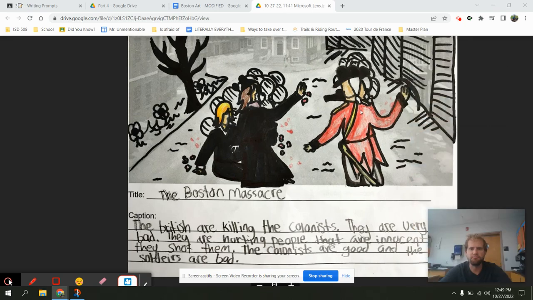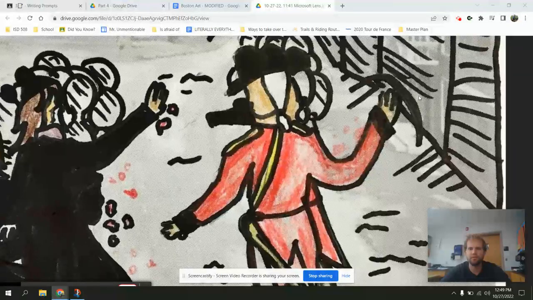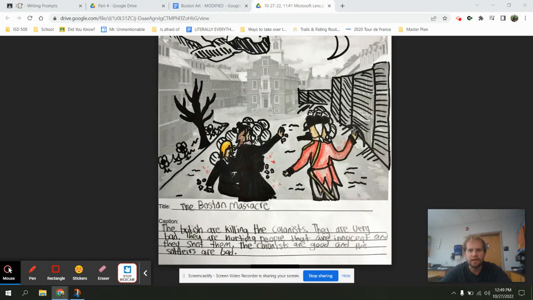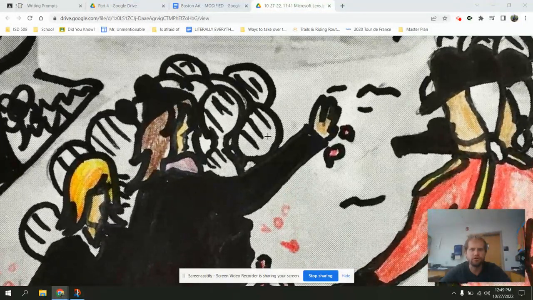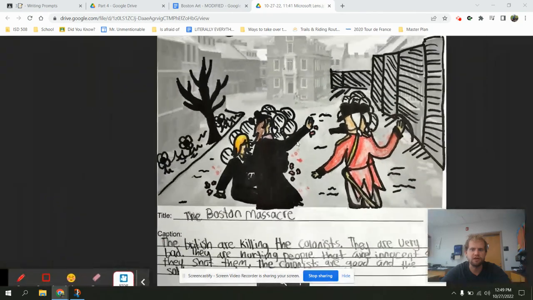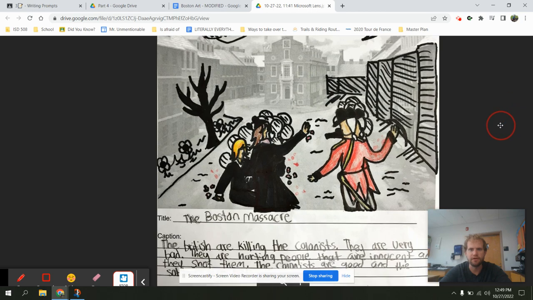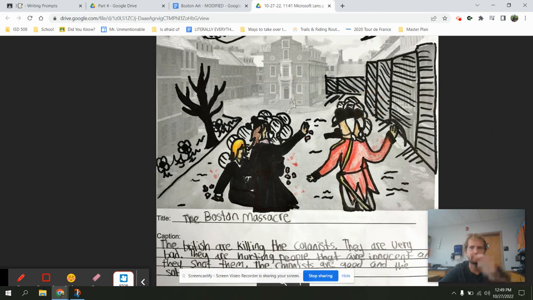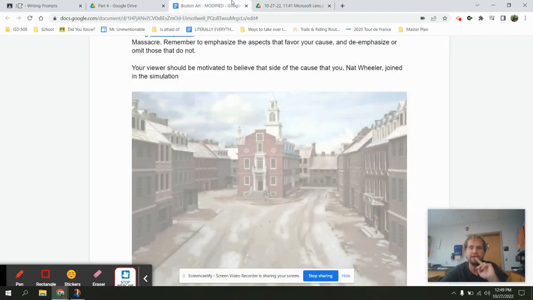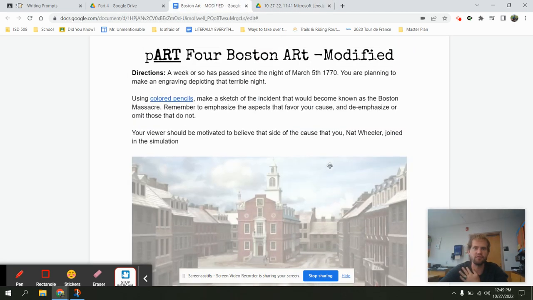So I see that our British are holding a weapon here. We can see that they're kind of swinging a hand, and we've got a colonist who's putting up their hand in defense. They're not throwing anything. We've got some sort of blood coming out, really angry, right? So that would be an example. And I can tell that this student put a lot of time and thought into what they made. So that's how to do the art for Boston art activity.